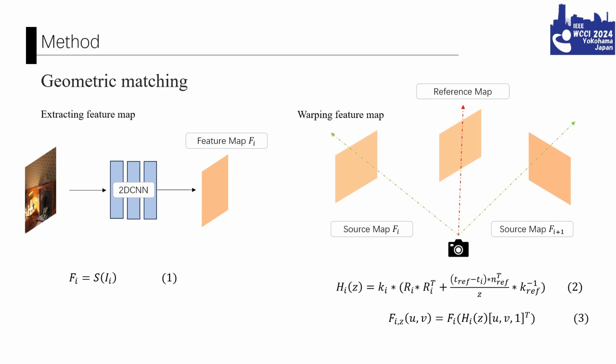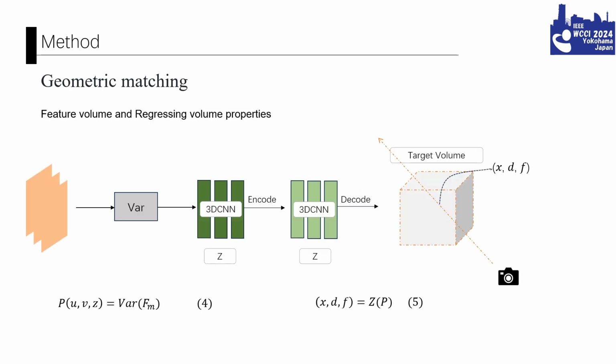Each feature map F_i can be warped to the reference view by Formula 3, where F_i,Z is the warped feature map at depth Z, and U, V represents a pixel location in the reference view. Then we leverage the variance around source views to compute the volume. At some arbitrary depth Z, the voxel centered at U, V, Z is computed by Formula 4, where P indicates the implicit volume and F_m is the set of input views.